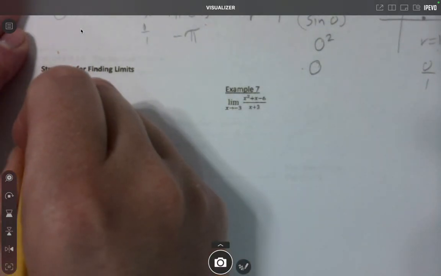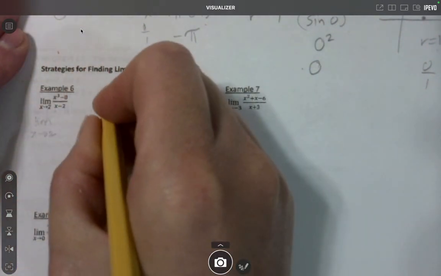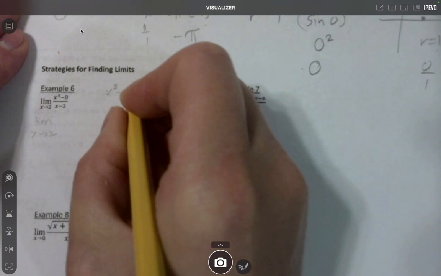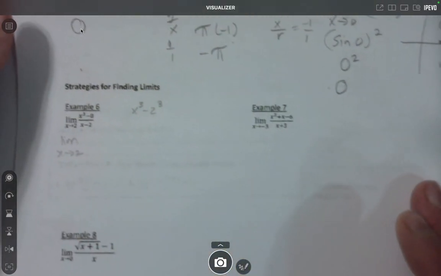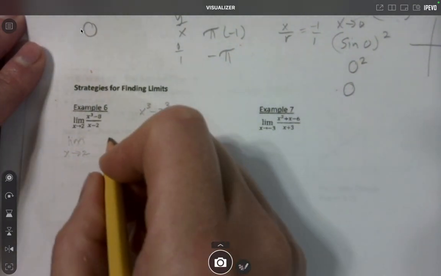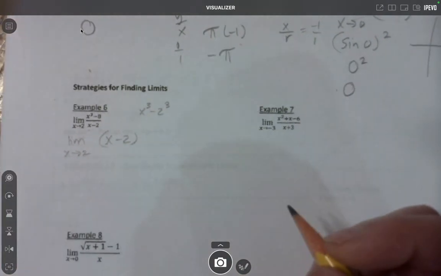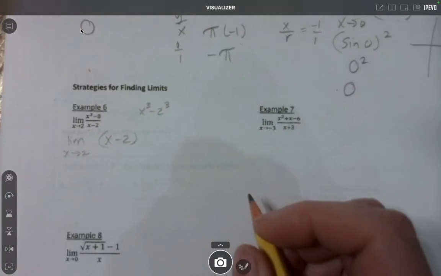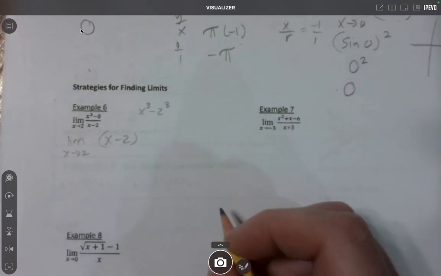So one of the first strategies is factoring. So I'm going to write limit as x approaches 2. x cubed minus 8, I can think of it as x cubed minus 2 cubed. So that follows a pattern for difference of cubes. So I could go ahead and factor that. So that's going to be an x minus 2 times, and some teachers teach this as SOAP or a SOPS pattern. So there's a lot of different ways to teach this.